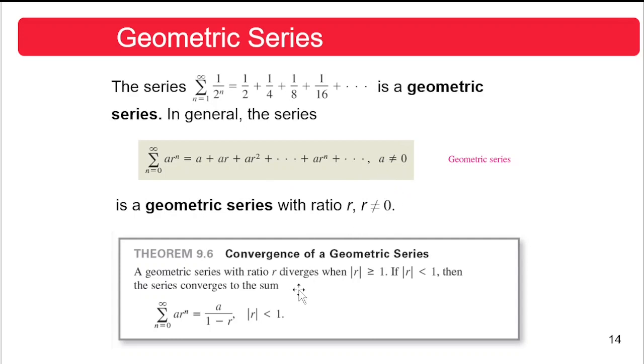But how do we determine whether the given geometric series is convergent? So according to this theorem, a geometric series with ratio r diverges when the absolute value of r is greater than or equal to 1. But if the absolute value of r is less than 1, then the series converges to this sum, a over 1 minus r, provided that the absolute value of r is less than 1.